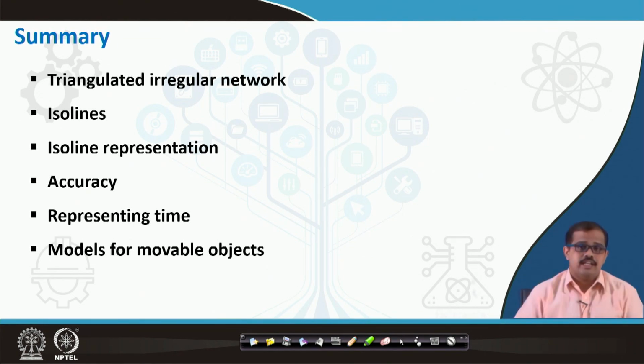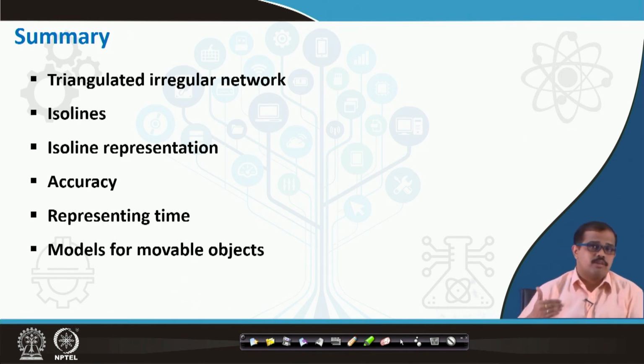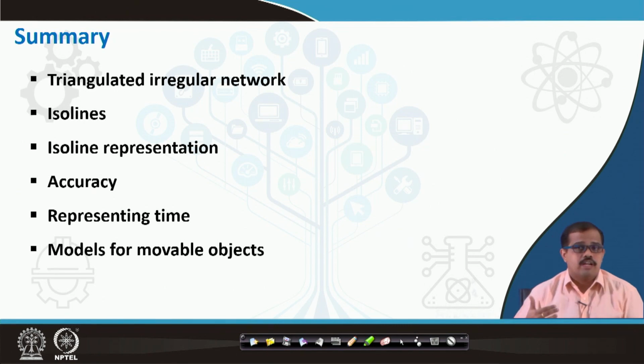So, we clearly understood that with isoline representation, layer-wise computation is extremely difficult, and that isolines cannot be directly used. Instead, they have to be converted either into a raster or into a TIN model in order to represent them. And then we looked at accuracy. What are the 5 different ways of looking at accuracy? What are the things that you have to see if you have to look at accuracy?